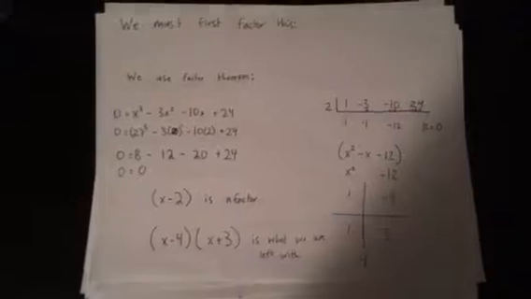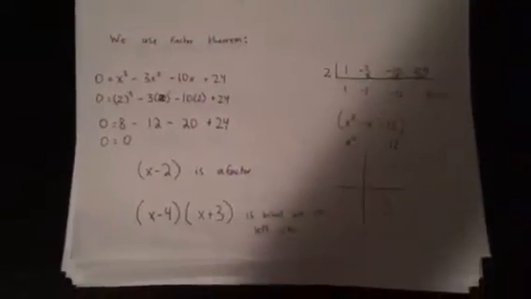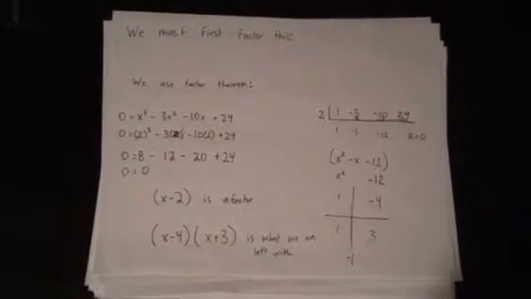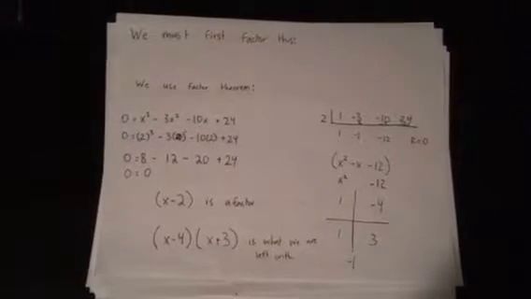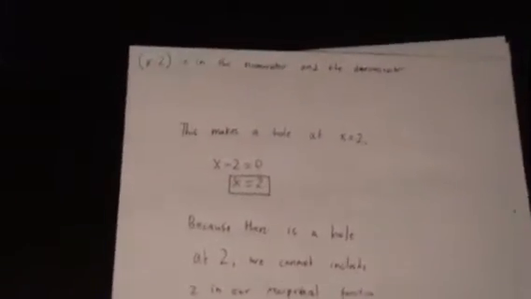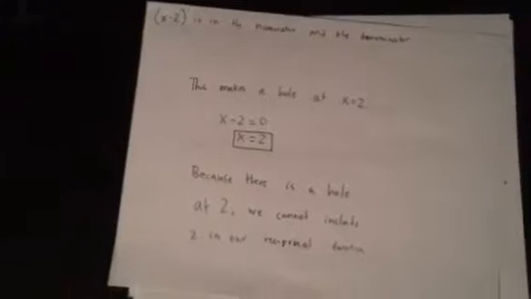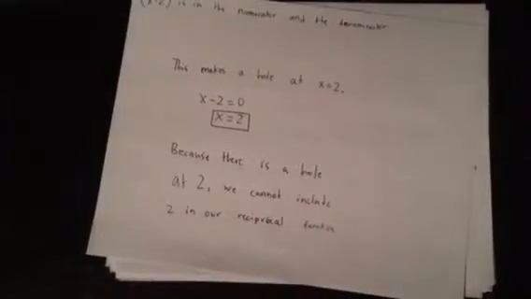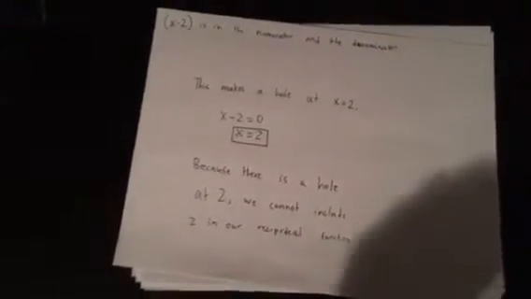Then we put it through synthetic division using 2 as a divisor, and we come out with a quadratic function that looks like x squared minus x minus 12, and we put that through our factor method, and we get x minus 4 and x plus 3 as factors. So we know that x minus 2 is in the numerator and the denominator, so that makes a hole at 2. And because there's a hole at 2, we cannot exclude x equals 2 in our reciprocal function.